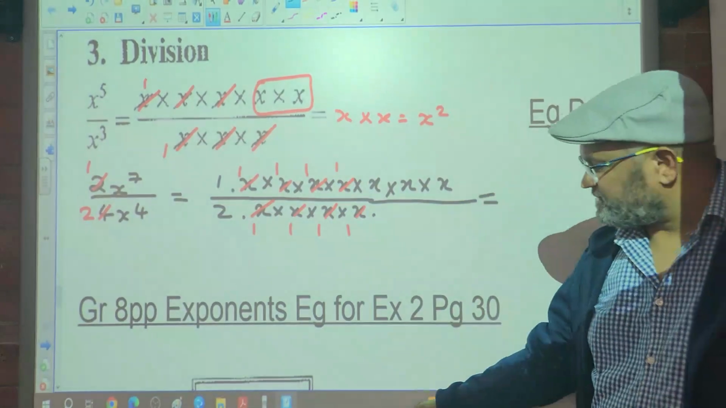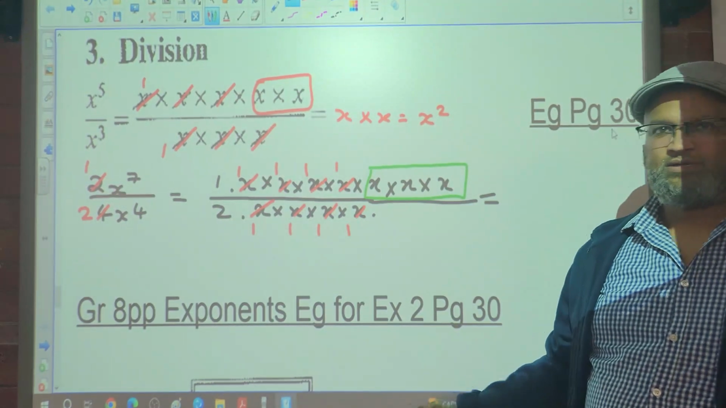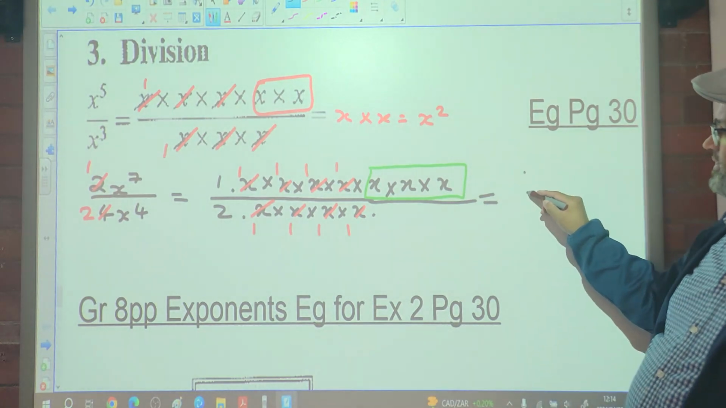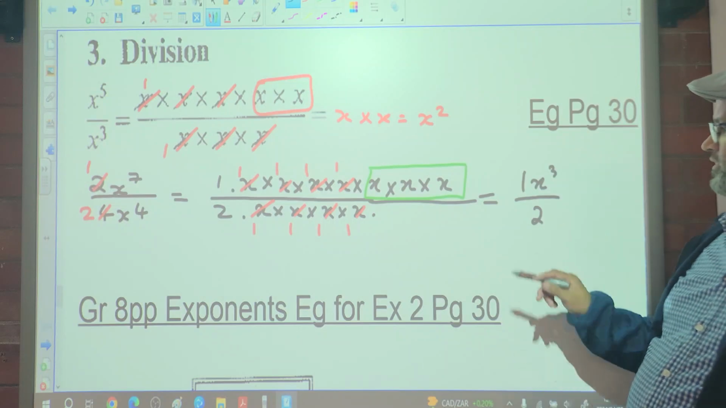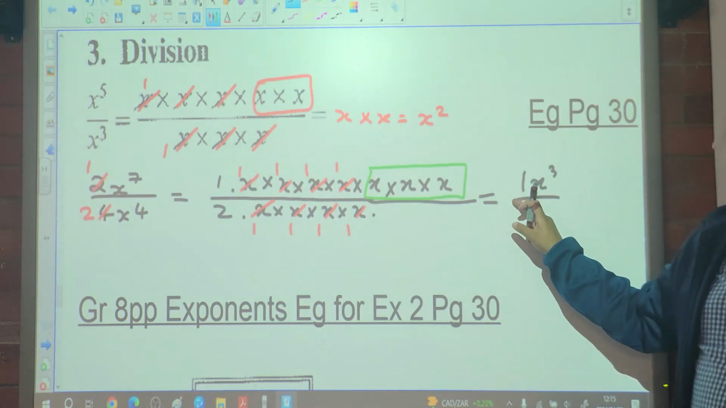We have x times x times x. And what's x times x times x? X cubed. Can you all see that, people? So it's 1 x cubed over... Did I need to write that 1 there? Did I need to write this 1?